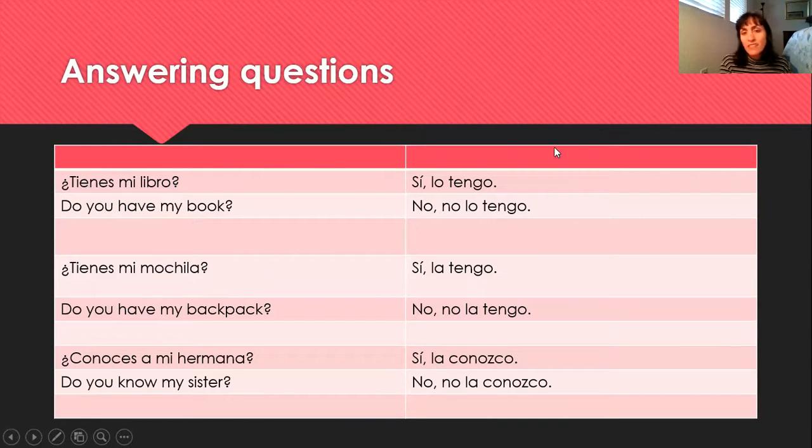¿Tienes mi libro? Sí, lo tengo. Or no, no lo tengo. Here, the first no means no, and the second no means not. I don't have it. I do not have it. No lo tengo. ¿Tienes mi mochila? Mochila is a backpack and it's feminine, so we're going to replace it with la. Do you have my backpack? Yes, I have it. Or no, I don't. ¿Tienes mi mochila? Sí, la tengo. Or no, no la tengo.